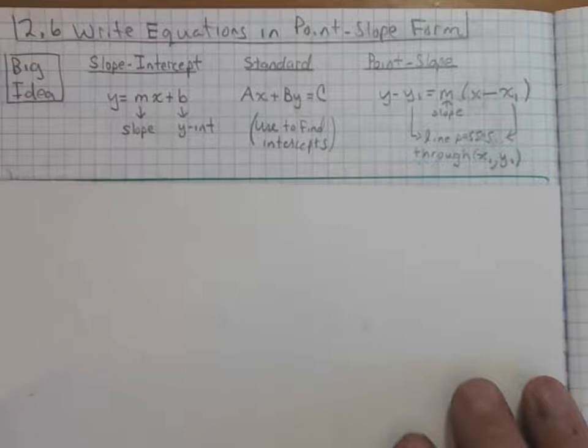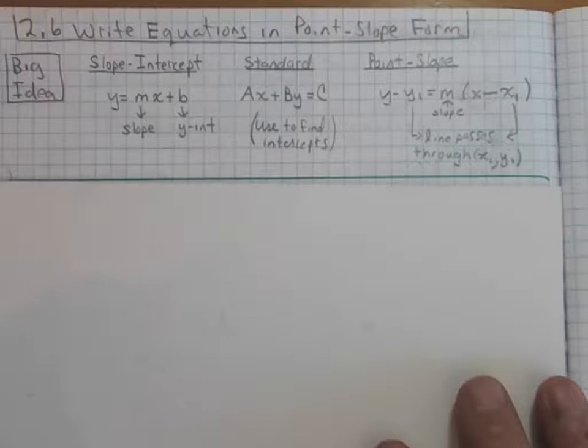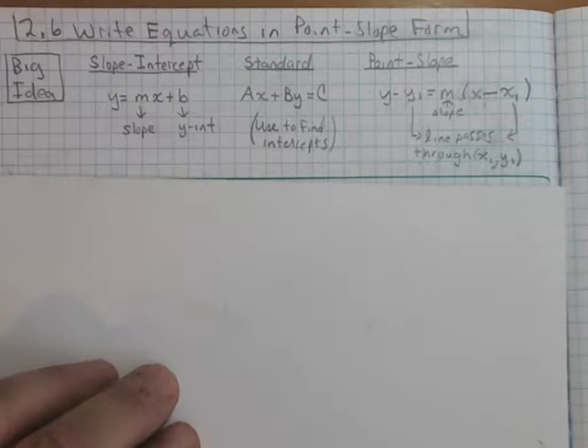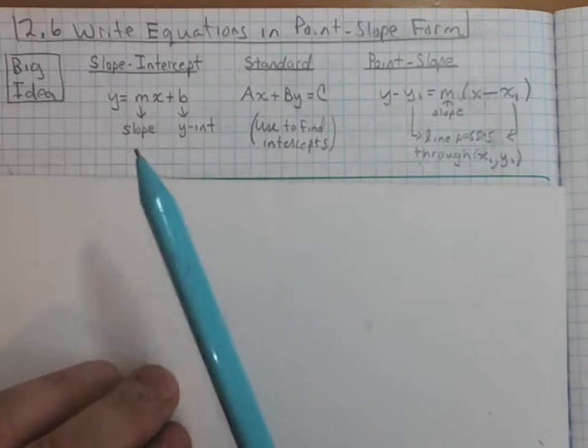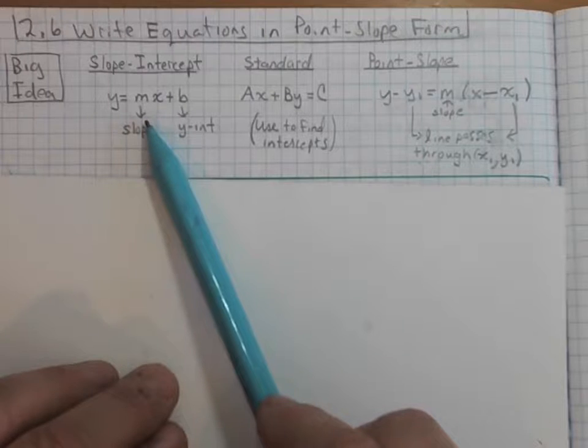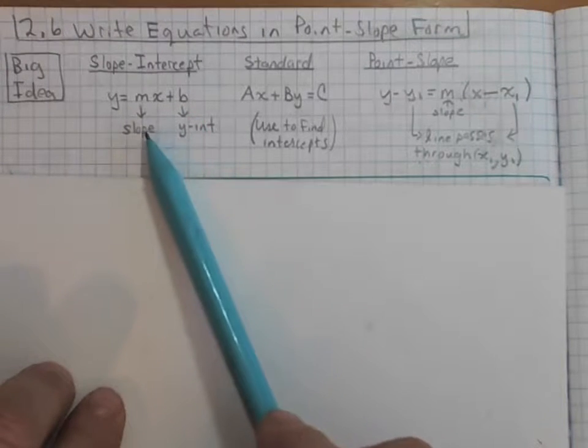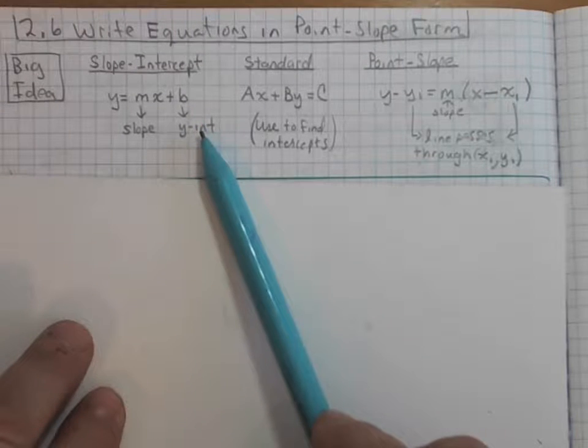I'm going to show you the third and final form for a linear equation. It's called point-slope form. So let's recap what we've done so far. We have slope-intercept form. That's our first one, where from the equation we can read off the slope and the y-intercept.